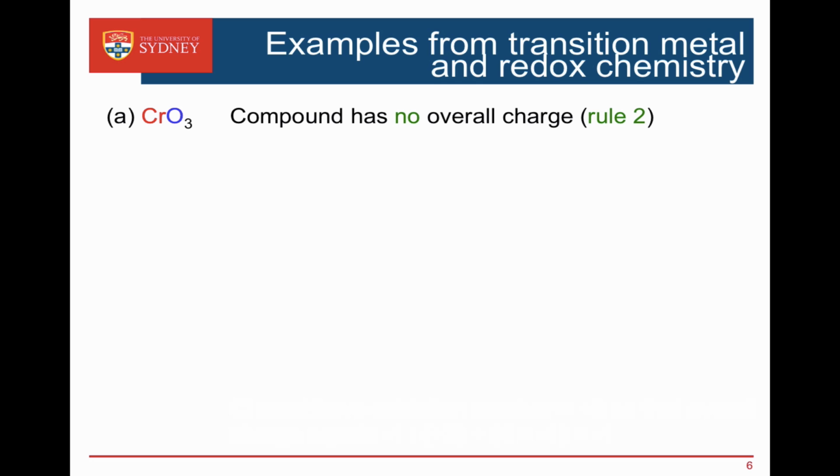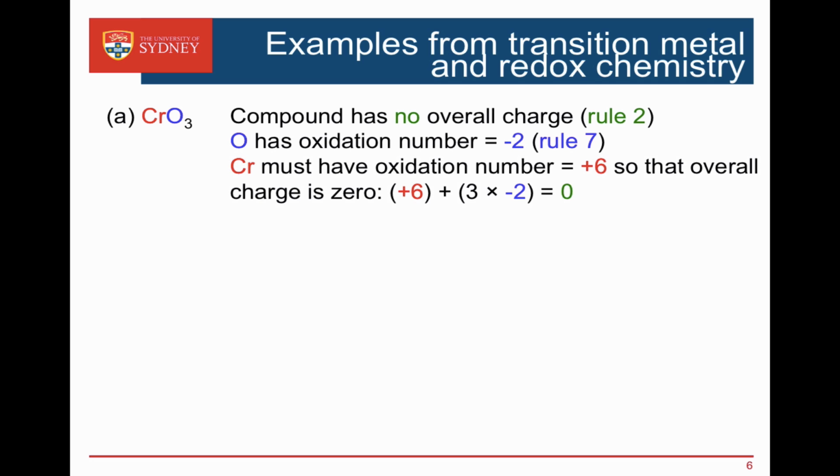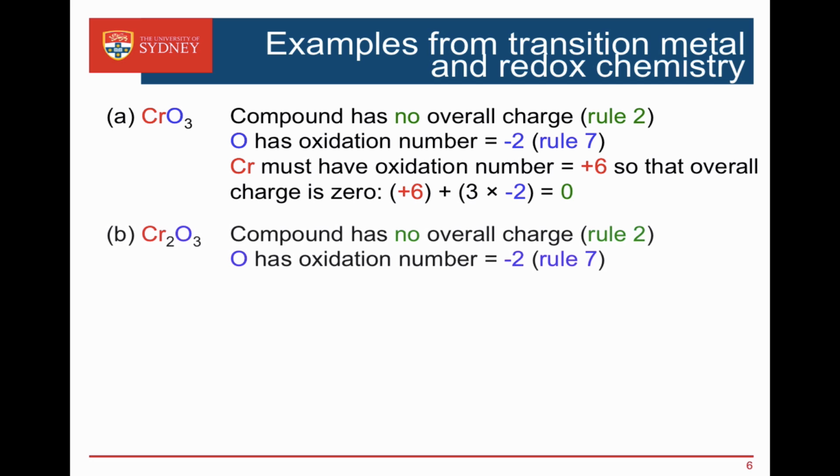CrO3, the compound has no overall charge. We can work out the oxidation number of the chromium because we know that the oxygens are going to be -2. There's 3 of them, each one's -2 is -6, so the chromium must be +6 so that the overall charge is 0. +6 on the chromium, 3 lots of -2 on the oxygens gives us that 0 overall charge for our compound. But here's a different oxide of chromium, Cr2O3.